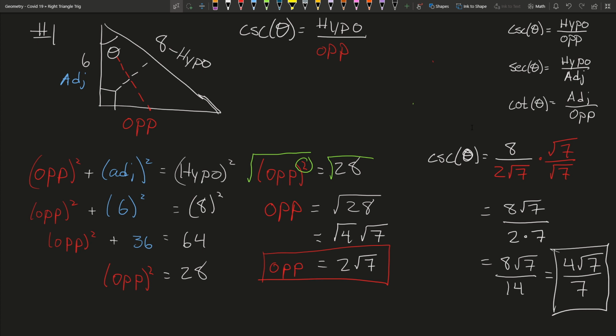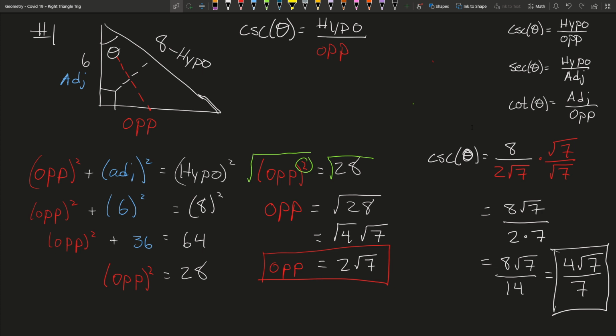Okay, so again, this is exactly the same thing we've been doing. It's determining your sides, finding the sides that you don't have, plugging it into our trig function, and then rationalizing and simplifying.